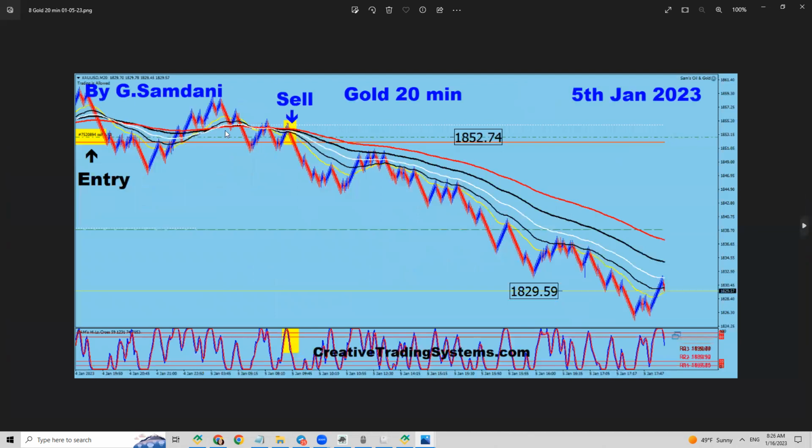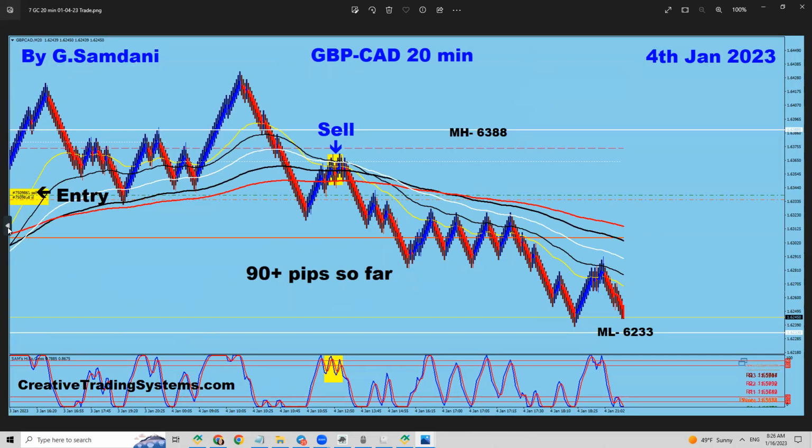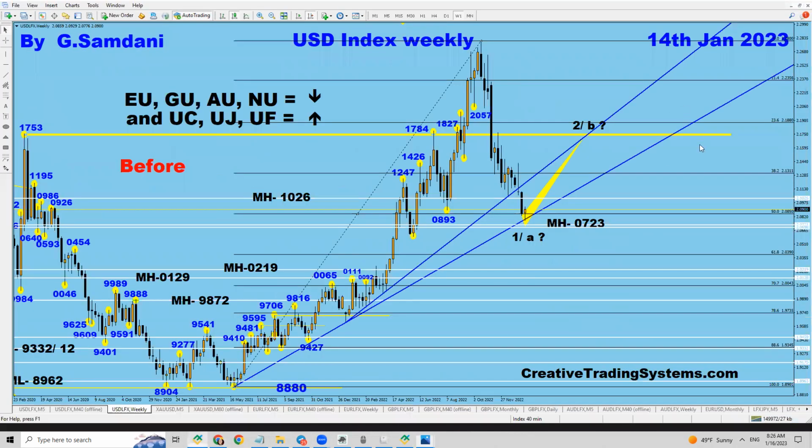And let me see. See this gold chart? Here's the entry. Here's the entry. Here's the entry. Here's the entry. This system gives a lot of entries. Once you decide which pair is going in which direction, which my US dollar index is determining now, you know this will happen. These four will go down. These three pairs will go up. I'll be looking for long setups in these.